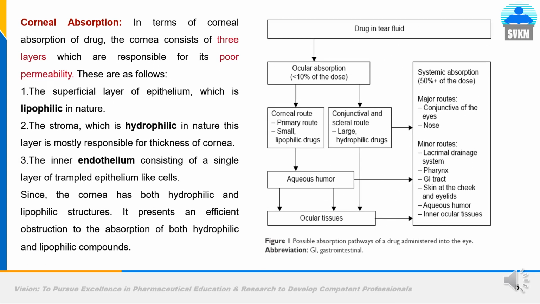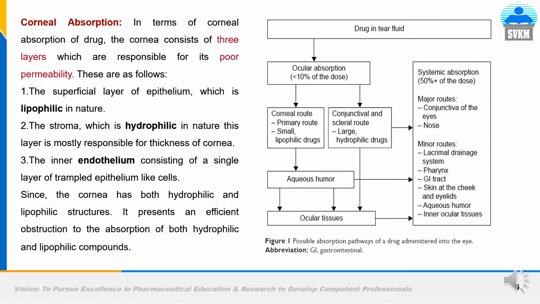Now, absorption. Absorption through the eyes takes place through two methods. One is corneal absorption and the second is non-corneal absorption. Non-corneal absorption is not that significant. Why? And where does it take place? Non-corneal absorption takes place through the scleral route and conjunctival route, and it is not productive as it restrains the entry of the drug into the aqueous humor.